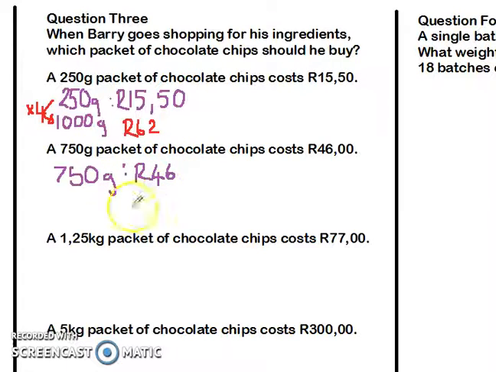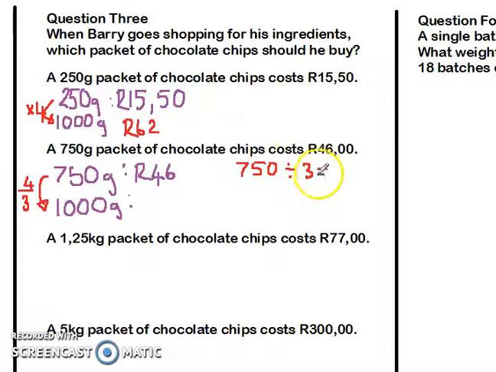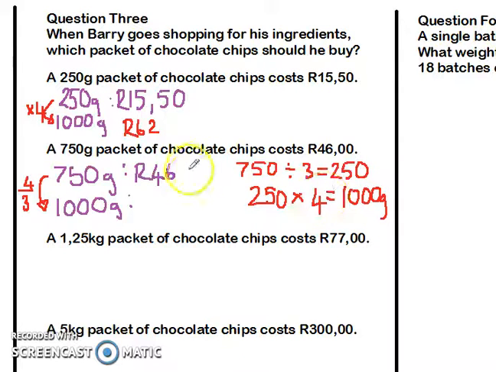Now this is an interesting one because we need to change it to 1,000 grams. Now my favorite way to do this is to first divide 750 by 3 and then multiply it by 4. If we divide 750 by 3, we're going to get 250. And if we multiply it by 4, like this, we get 1000. Okay, so we need to multiply this also by 4 over 3.